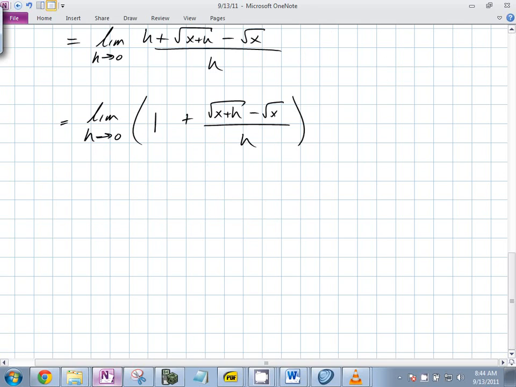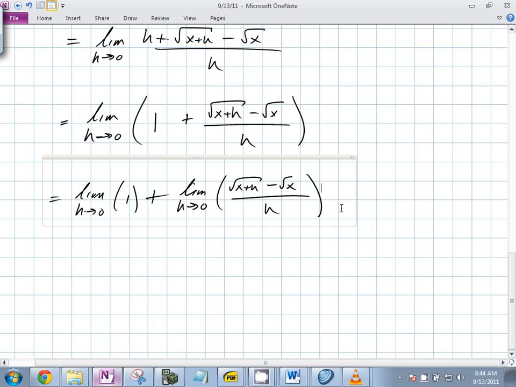1. You could add limits, right? So this is the same thing as the limit as h goes to 0 of 1 plus the limit as h goes to 0 of the square root of x plus h minus the square root of x over h. You can break that apart, but what is the limit as h goes to 0 of 1? It is 1. How does that work, though? If h is approaching 0, there is no h in there. It's a constant function. But no, the answer is not 1. We are nowhere near done.